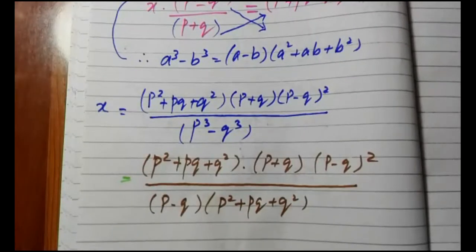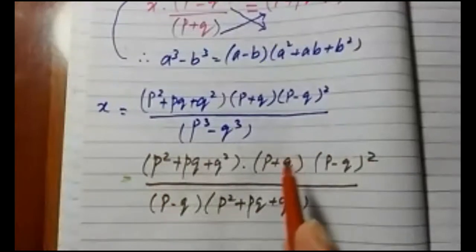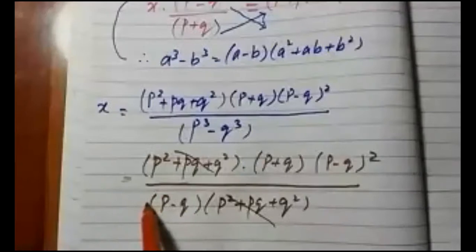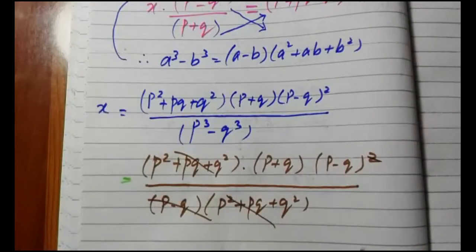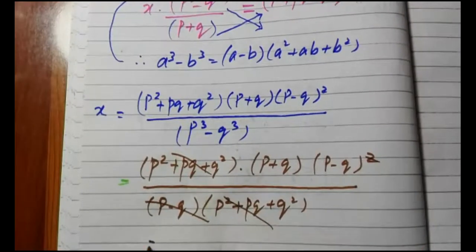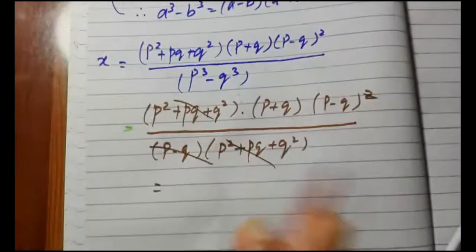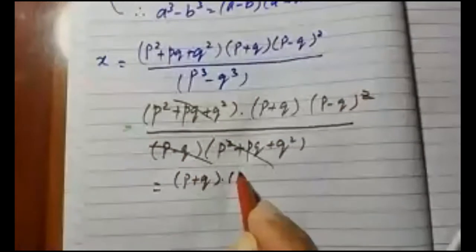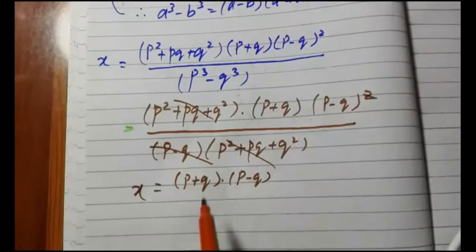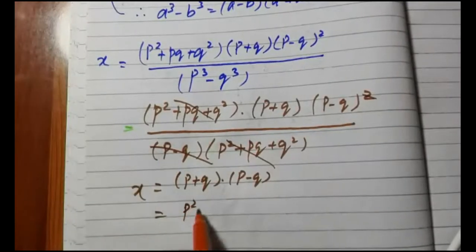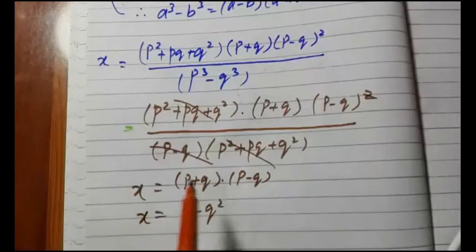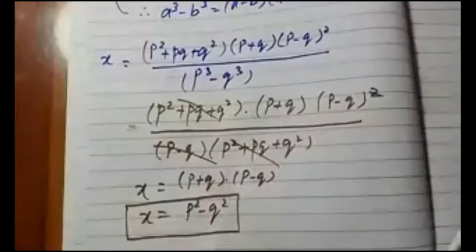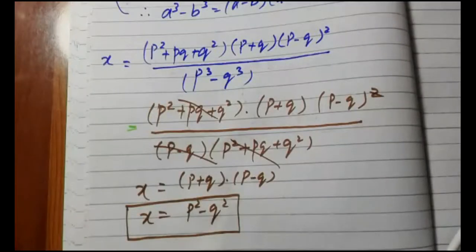Now you will notice that a few terms will be cancelled, like this one will be cancelled, and p minus q will be cancelled with one term, so we will only be left with (p plus q) and (p minus q). And you know it very well that this is equal to p square minus q square by the help of the formula, or you can go for the multiplication. This is how you will finish the statement of the question. This is part number 4.